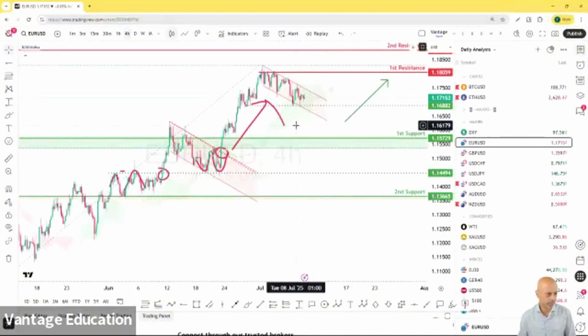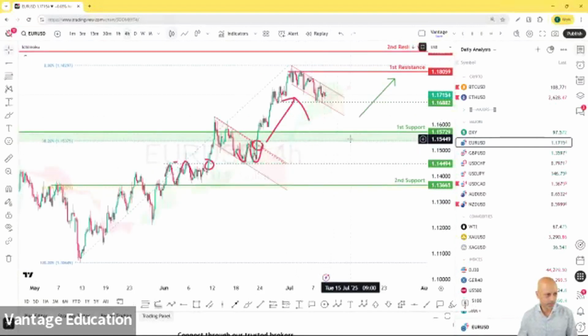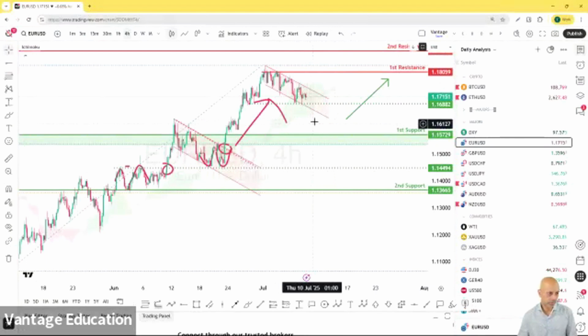So this is where we need to exercise a bit of flexibility as well, right? Just because we've identified a very significant support level at 1.1572, it doesn't necessarily mean that price is always going to be drawn to that level, right? There may be other reasons, right? Fundamental reasons for price to reverse and break out of this downward channel here.